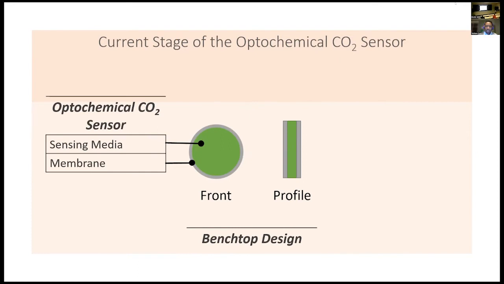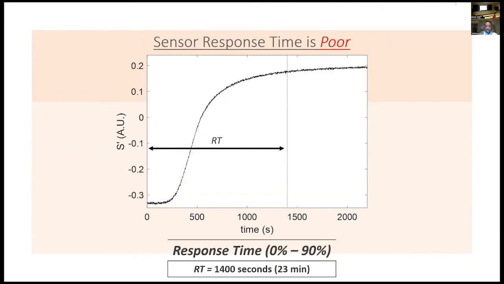The membrane provides a structural component to the sensor, but it also allows for gas separation. So this keeps the sensing media separated from the external environment, but the CO2 can pass through it. Now, what we've found is these chemical sensors are based on multiple factors, diffusion and kinetics, but overall, we're finding that the response time is poor.